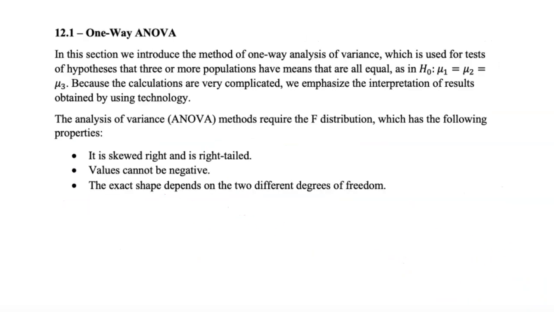And so that brings us to one-way ANOVA testing. In this section, we're introducing this method of one-way analysis of variance, abbreviated ANOVA, which is used for tests of hypotheses that three or more populations have means that are all equal. Now, there's really no cap on this. Generally, we don't have too many populations that we're comparing, but we can use this for an unlimited number of populations.